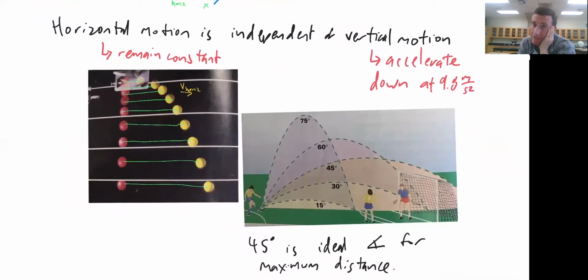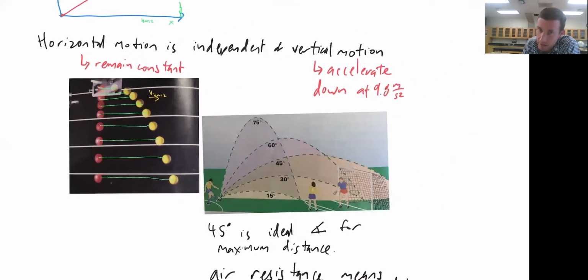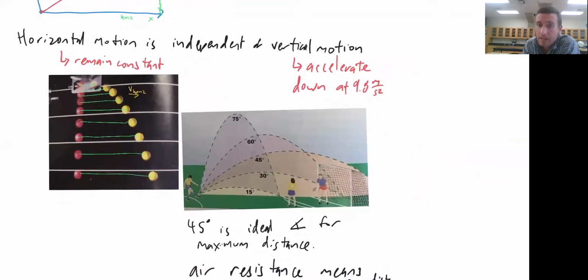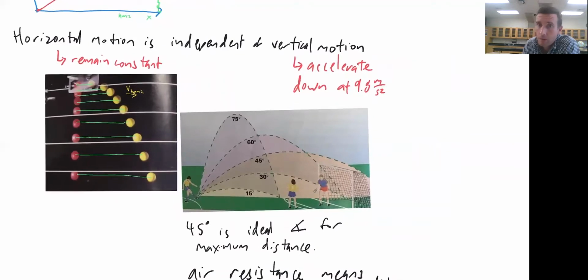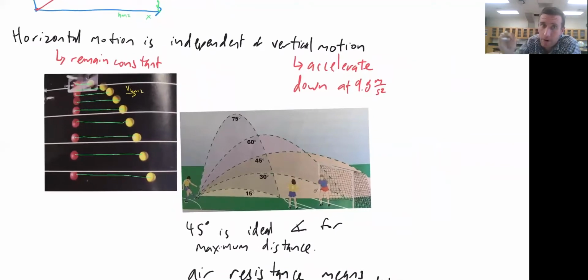Horizontal motion remains constant, right? Horizontal velocity should always stay the same unless there's a force of friction against it. Vertical velocity will always be changing because the vertical velocity has acceleration down at 9.8 meters per second squared, right? So we're always going to see the acceleration downwards.